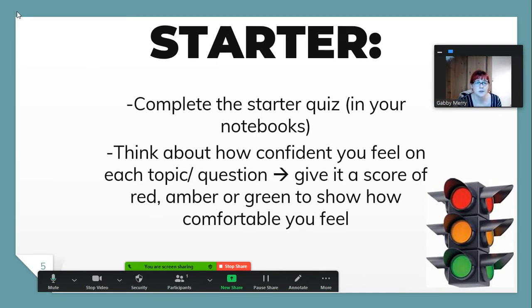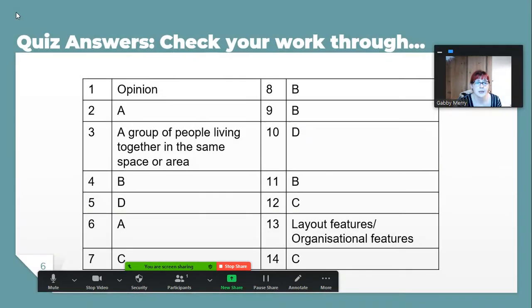If you've done with the starter quiz, please mark your answers using the answers that you see on the screen now. And again, this will be a point for you to reflect and see how well you got on and if there are any further areas that perhaps we need to do a little bit more work on.